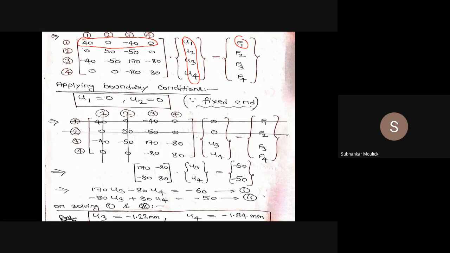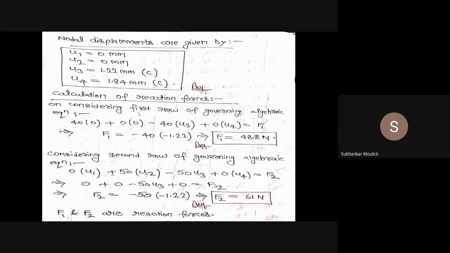So let us multiply, that is 40 into U1 plus 0 into U2 minus 40 into U3 plus 0 into U4 equal to F1. Since U1 is 0, this 40 into U1 is 0. 0 into U2 is 0. Minus 40 into U3. Since U3 is known from the problem, my resulting equation becomes minus 40 U3. This 0 into U4 is again 0. So if I consider the first row, my equation will be minus 40 U3 equal to F1.